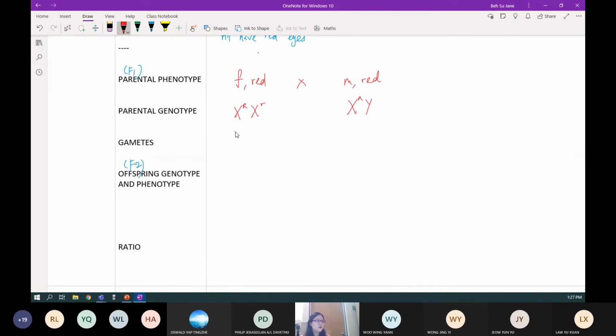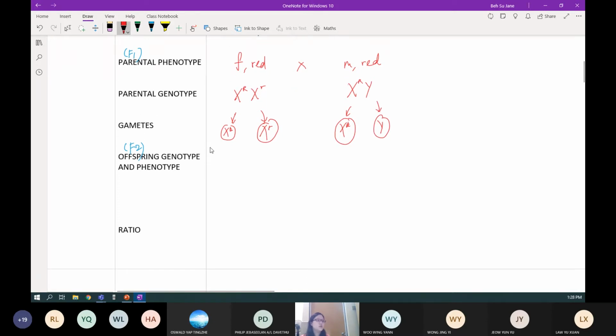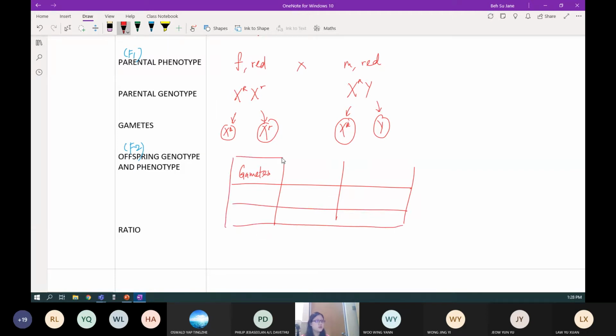All right, then you can plot the gametes. Now you have two different types here. Separate the alleles from each other. Then you draw a little Punnett square. Big X, big R, circle. Big X, small r, X, big R, Y. Cross.